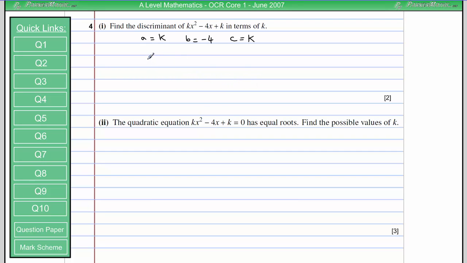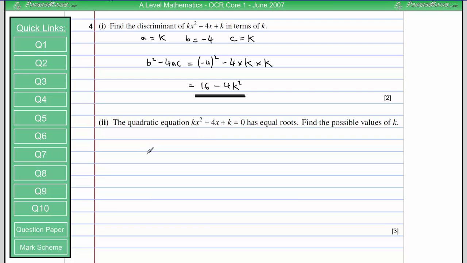So we know the discriminant is b squared minus 4ac. It's the little bit in the quadratic formula that comes inside the square root. And so we're going to get minus 4 squared minus 4 lots of, well, a is k, so 4 lots of k multiplied by, well, c is also k, so k times k. This is going to give us 16 minus 4 lots of, well, k times k should be written as k squared. So 16 minus 4k squared.